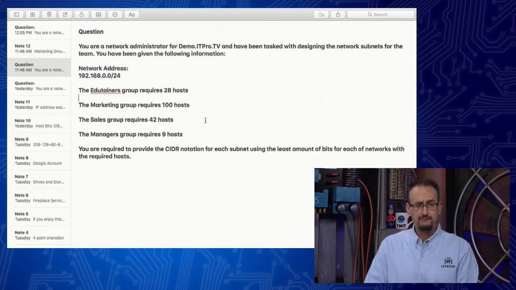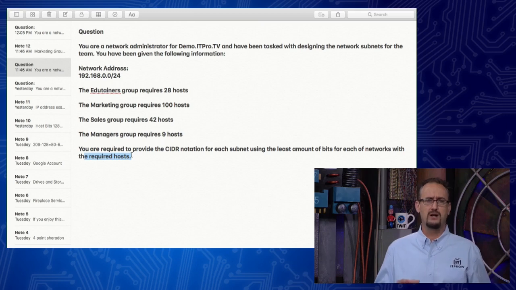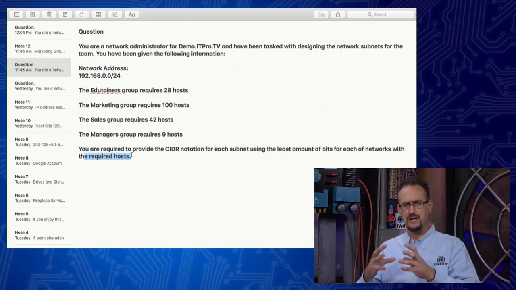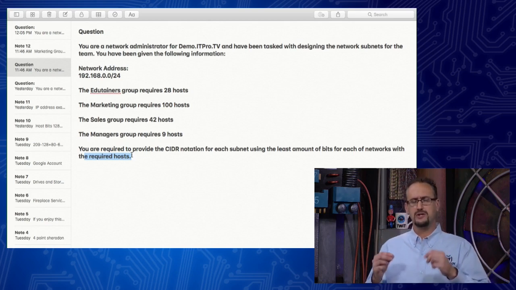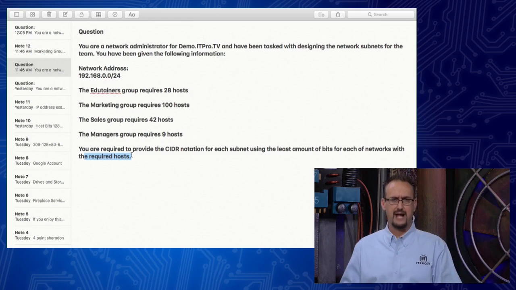First of all, we have to understand what the keywords are here. The keyword is you need the CIDR notation, and the least amount of bits for each network, but you also have to have the required hosts. So we have the least waste. That's really what it comes down to when we talk about variable length subnet masking. It's the way to tailor-make and customize your network so that you don't have additional waste. So how would I attack this?